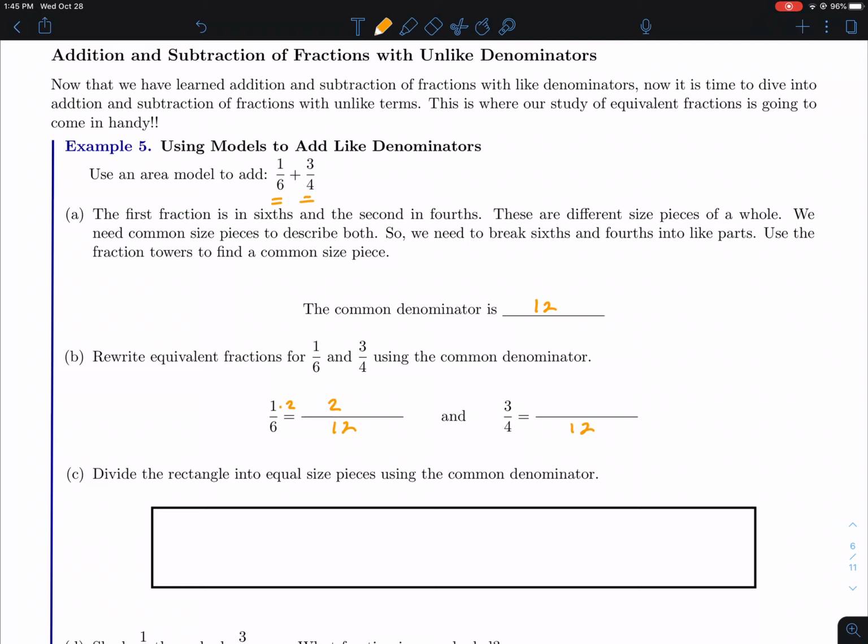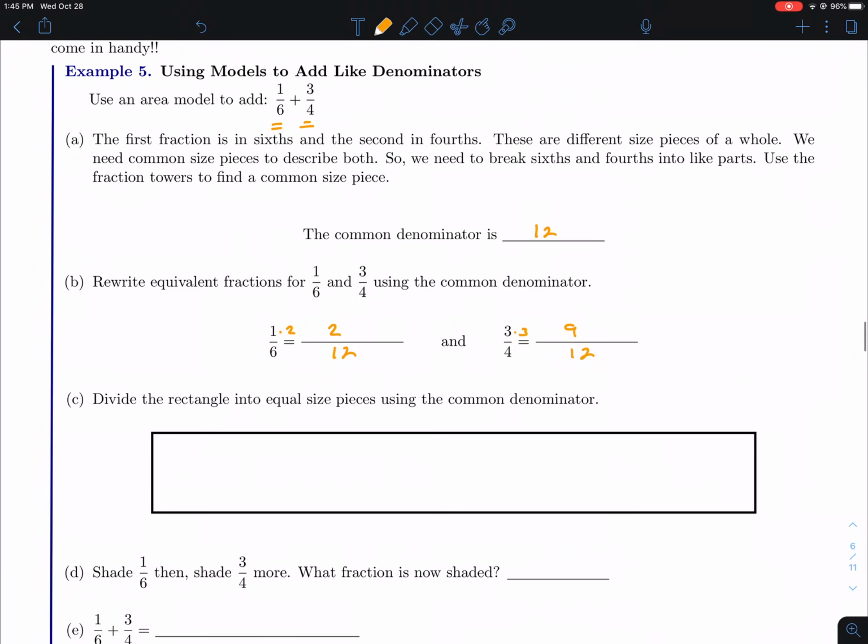Same thing with 3/4. To go from 4 to 12, I had to multiply by 3. So that means I need to multiply the top by 3. So then that gives me 9/12. And so now that I've got our common denominator, now we can divide this rectangle up into those 12 chunks in this case. So I need 11 lines. So 1, 2, 3, 4, 5, 6, 7, 8, 9, 10, 11. So again, in the perfect world, they should all be the same size, which mine aren't even close, but that's okay.